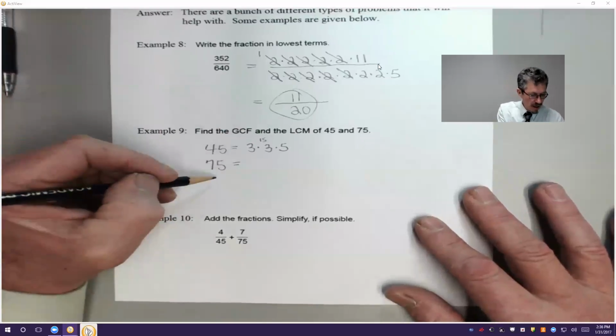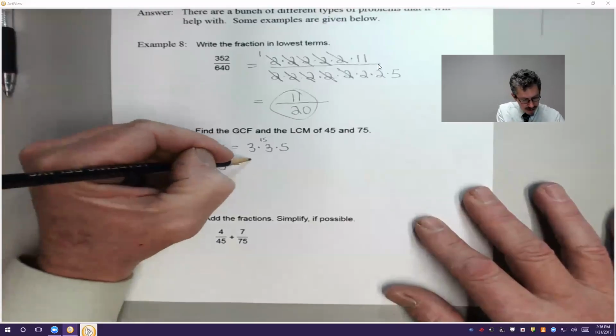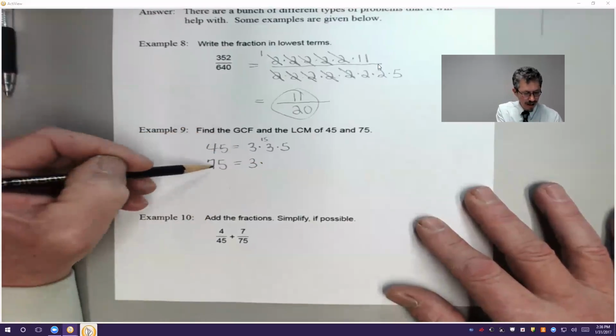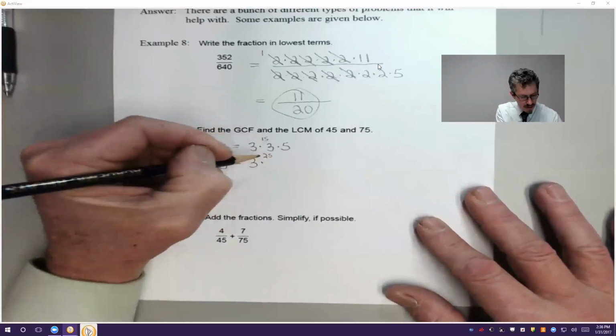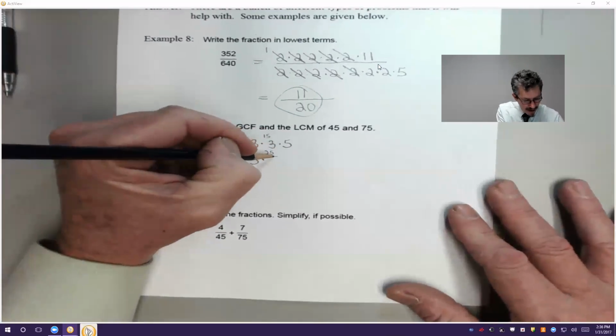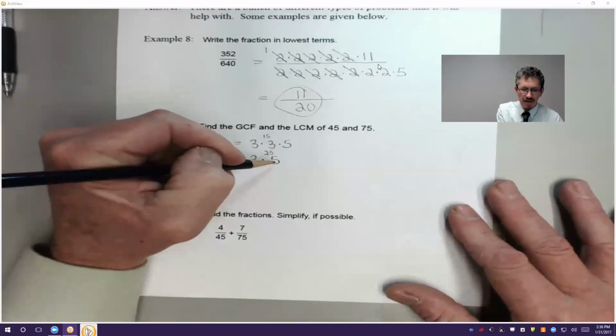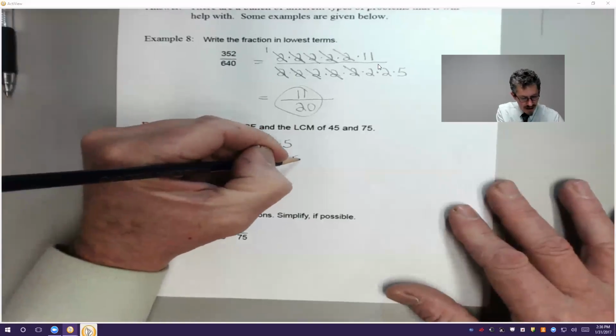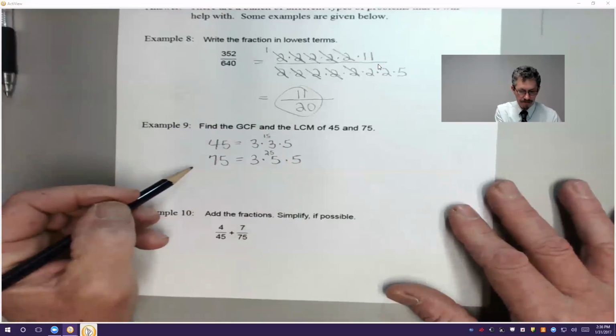75, it's an odd number. Let's try 3. Well, it is divisible by 3, leaving 25. 25 is not divisible by 3, so we'll try 5. We know it's divisible by 5, and when we divide 25 by 5, we end up with 5. 5 is a prime number, so this one's done.